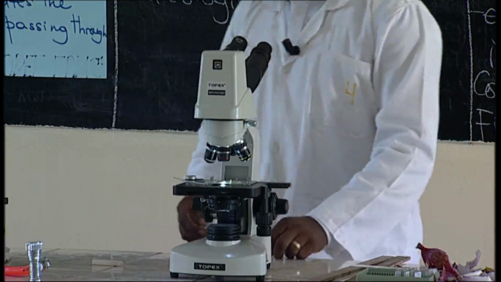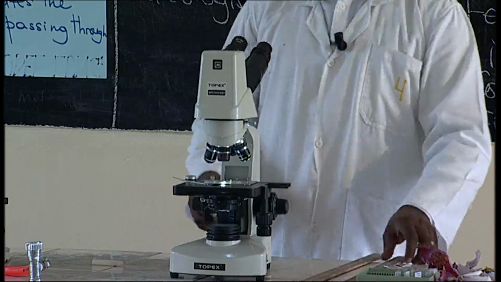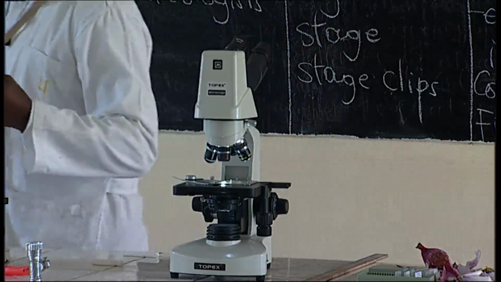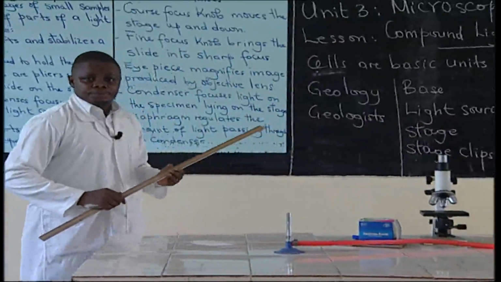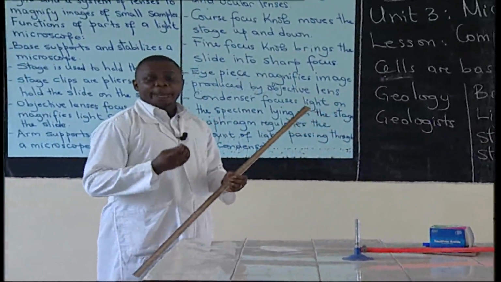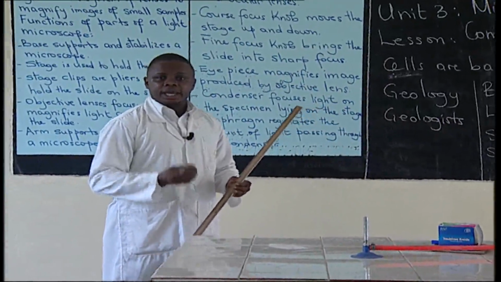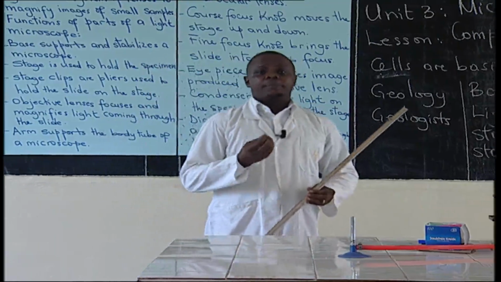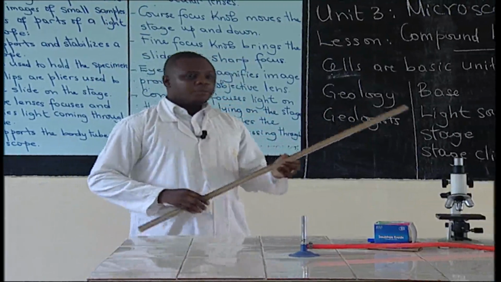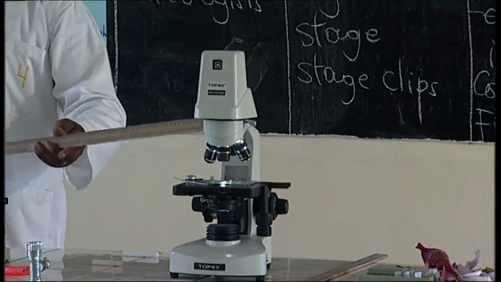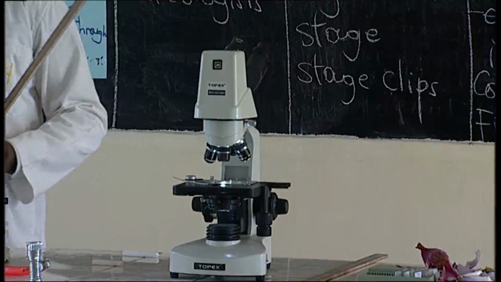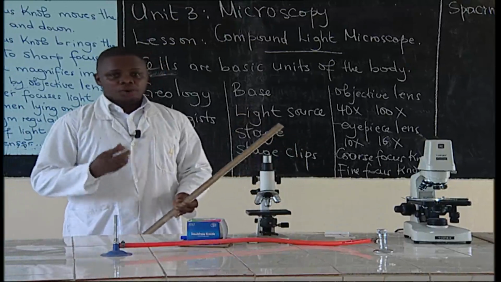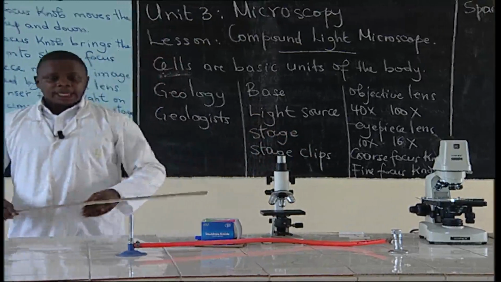Dear students, our lesson today was about microscope, and we have discussed parts of the microscope where we have talked about base, light source, stage clips. We have also talked about eyepiece lens, and we have talked about the arm which supports those lenses. We have also seen coarse focus knob and fine focus knob.